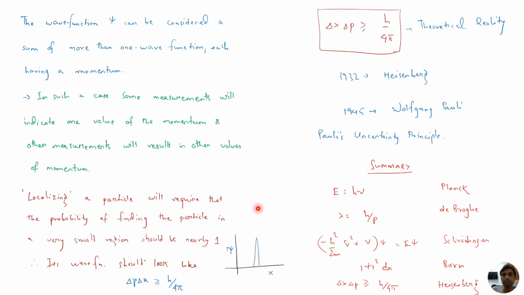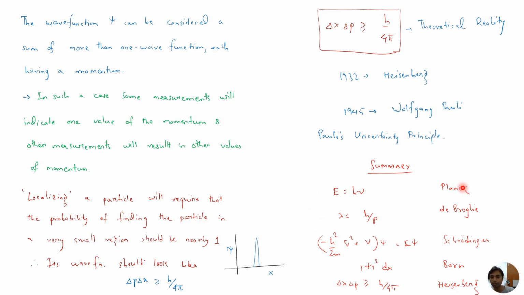So theoretically there is a certain uncertainty: we cannot measure the position and momentum simultaneously, and there is a lower limit of the accuracy, h by 4 pi. It is not just the experimental uncertainty, it is the theoretical reality. That is what we call the Heisenberg uncertainty principle, and he got the Nobel Prize in 1932. And in 1945, Wolfgang Pauli got the Nobel Prize for Pauli's exclusion principle. These are some of the important contributions of the scientists.